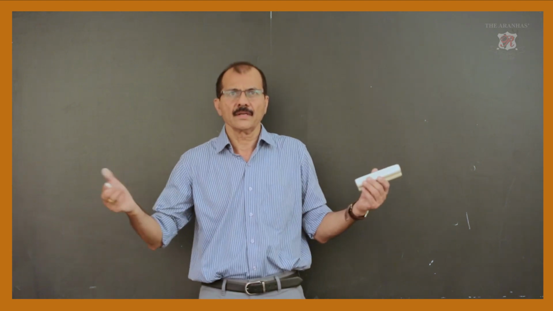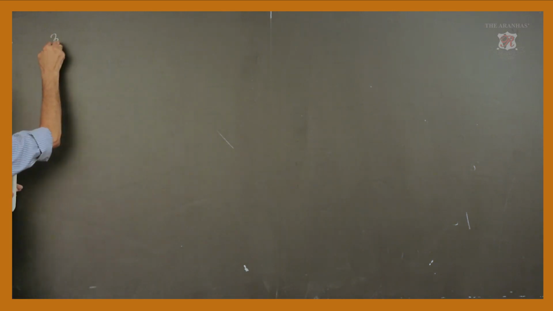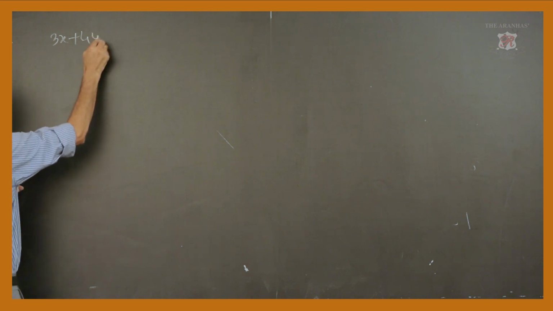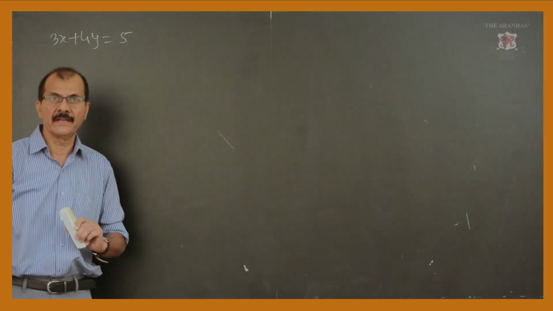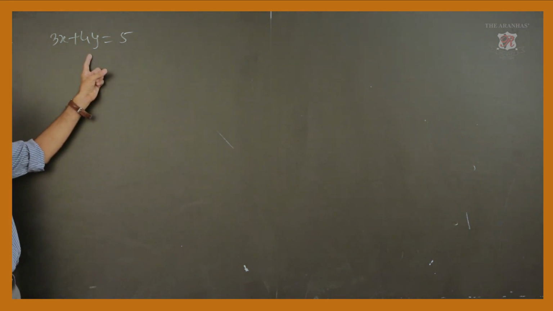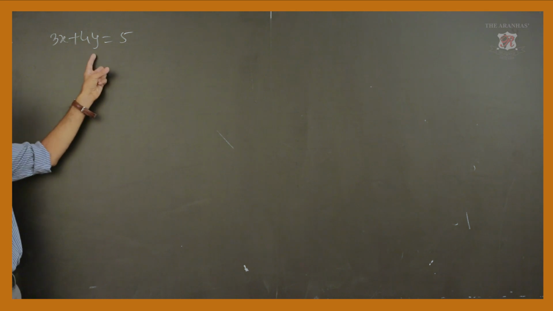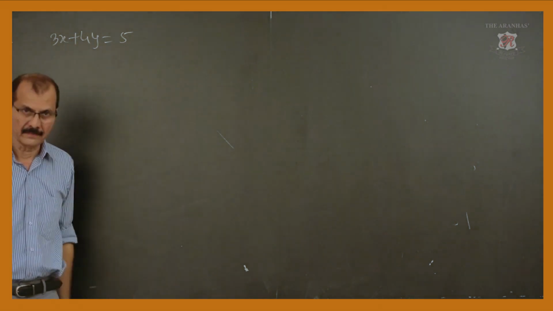Now, all of you know what is a linear equation. For example, 3x plus 4y is equal to 5. This is a linear equation in two variables x and y. Degree is 1 and two variables x and y. So, this is a linear equation in two variables.